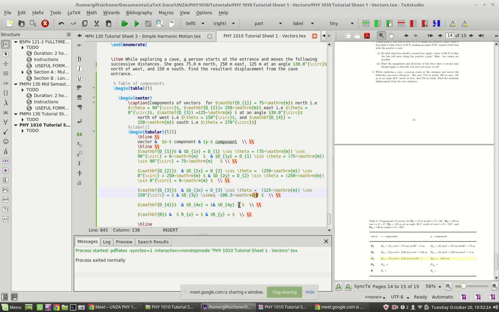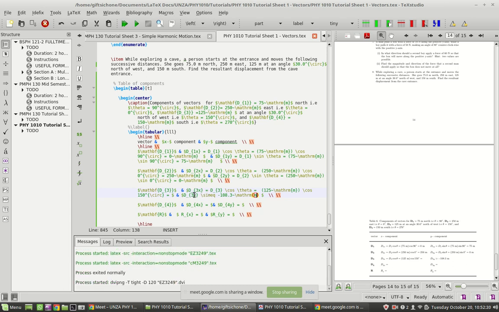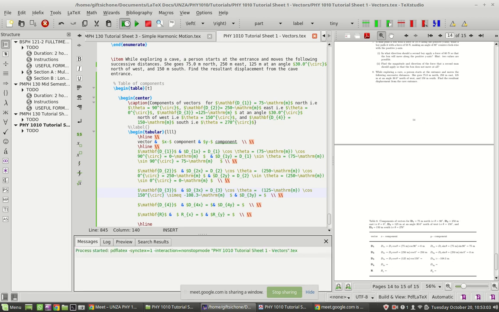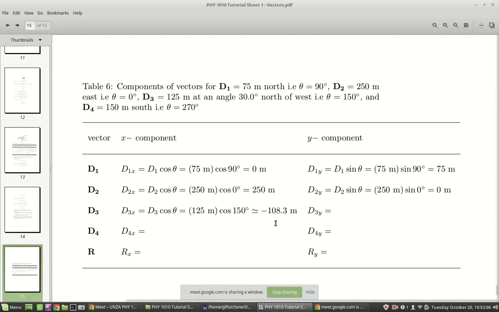What have I done? I think I've made a mistake somewhere. This one is for D3x. Just wait. It's supposed to be on this side. Okay, that has been fixed.